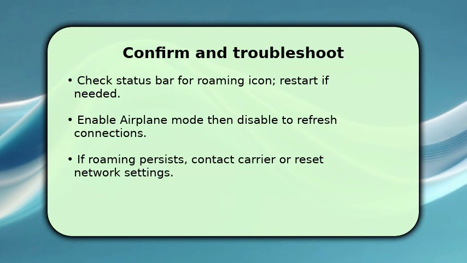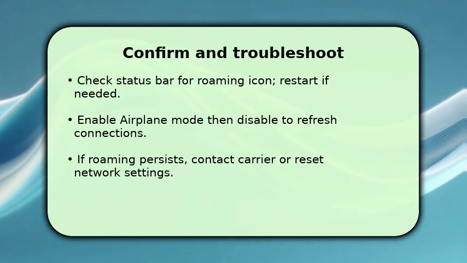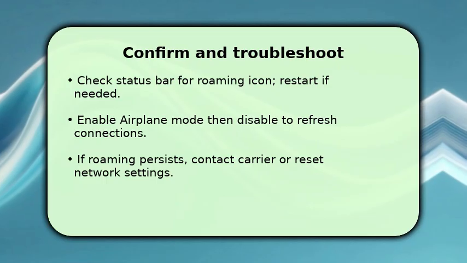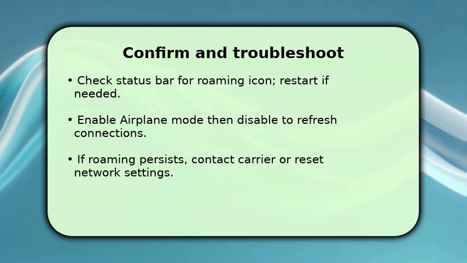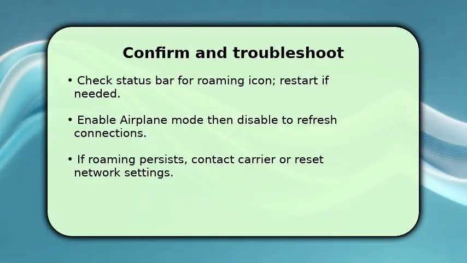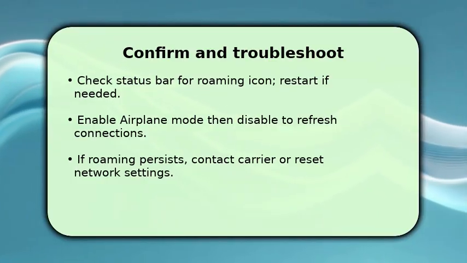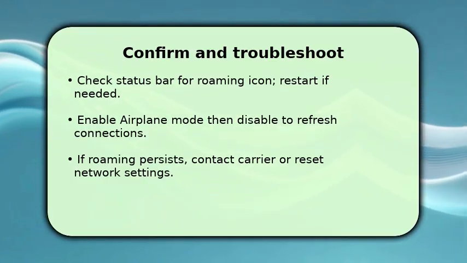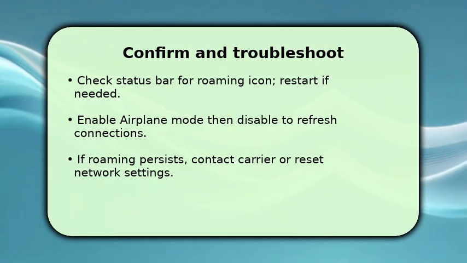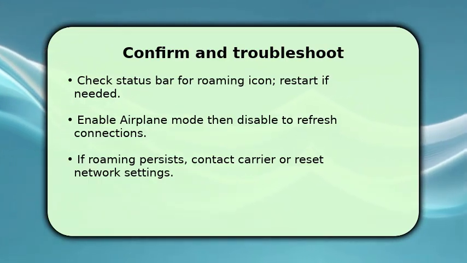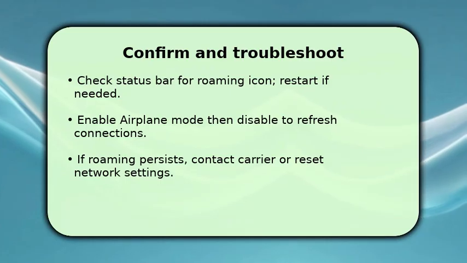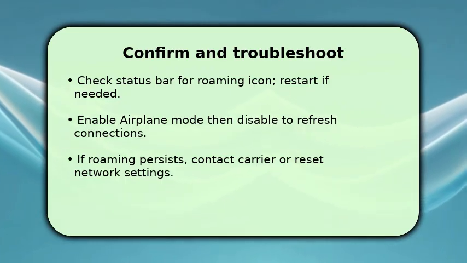If the setting doesn't take effect, restart the phone to force a network refresh. Once done, toggling airplane mode on for 5 seconds and off can also re-register the device correctly. If roaming still occurs, reset network settings or contact your carrier because some plans enforce roaming or require a carrier-side block. Make sure to verify billing protection.